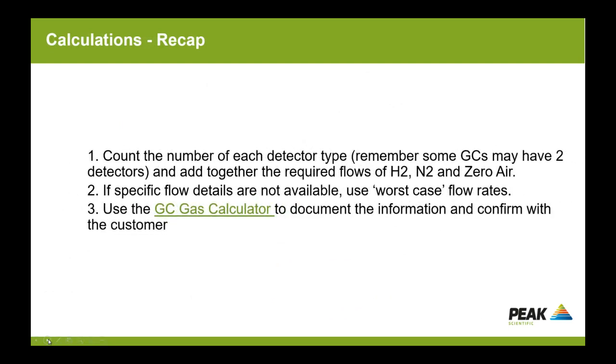So just to recap on calculating flow rates for detectors, first of all, count the number of each detector type. And remember that some GCs may have 2 detectors that are both operating at the same time and require gas, and add together the required flow rate of hydrogen, nitrogen, and zero air. If we don't have specific flow details, then we can just use the maximum expected for each detector type. We also have a GC gas calculator on our website, which you are free to use, which should help you to keep track of each GC's gas requirements.